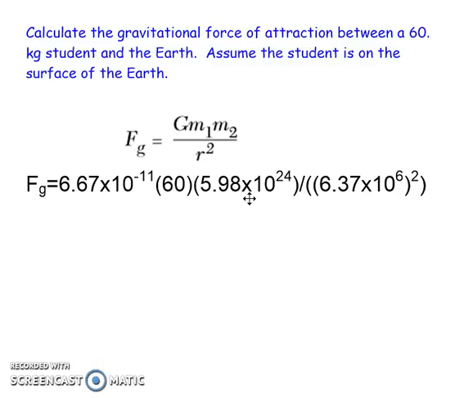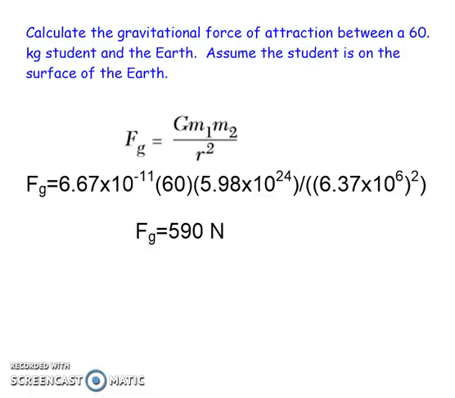It doesn't matter which you call m1 or m2 because the force of attraction that the Earth exerts on the student will be the same as that which the student exerts on the Earth. And then divide that by the radius of the Earth, which on the front of your reference table, 6.37 times 10 to the 6th, and square that. Make sure you're squaring just the radius. And when you plug that into your calculator, you should end up with 590 newtons.